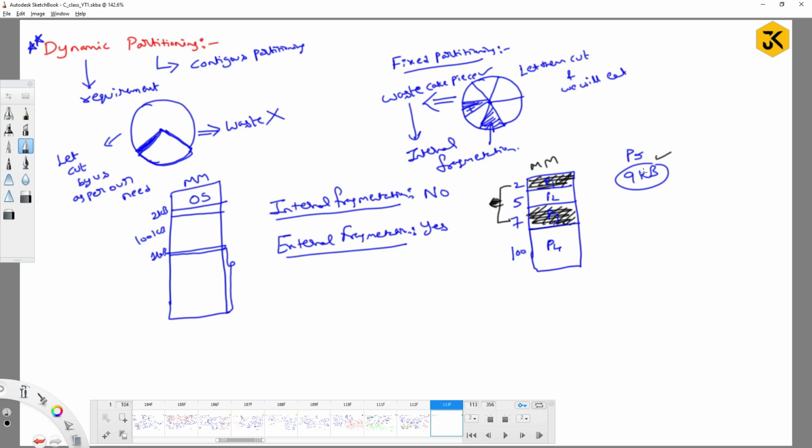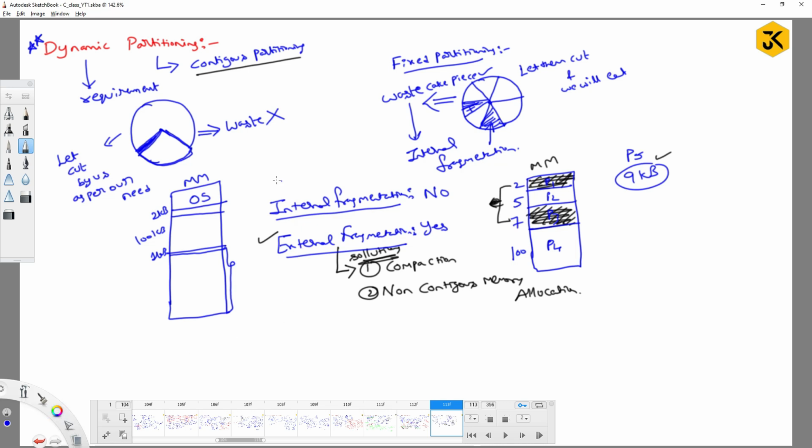But I cannot place the 9 KB process. It is because we are following the contiguous partitioning technique, right? In contiguous memory allocation, you cannot place one process at more than one location. That's why this leads to external fragmentation. For this, one solution is compaction, and the other is to change the rule of contiguous memory allocation, that is, non-contiguous memory allocation. These are the two solutions for the external fragmentation of dynamic partitioning.